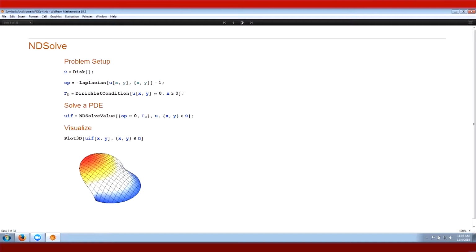Again, NDSolveValue will return an interpolating function, and we can again visualize that solution with Plot3D. Note that in this case, the region was not rectangular, it was specified to be a disk.